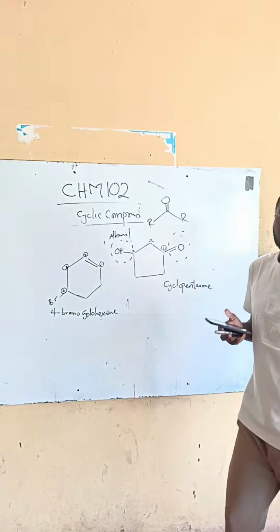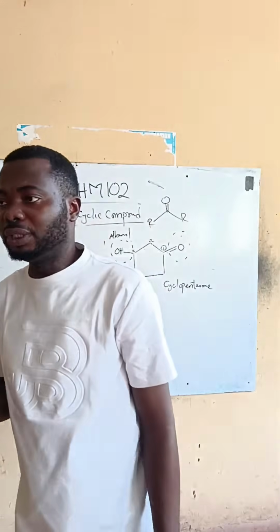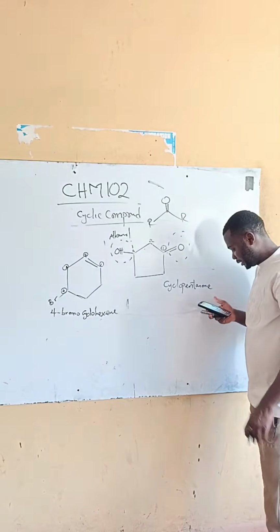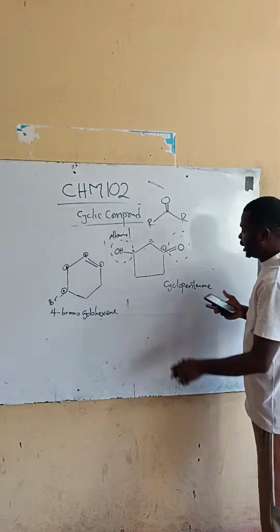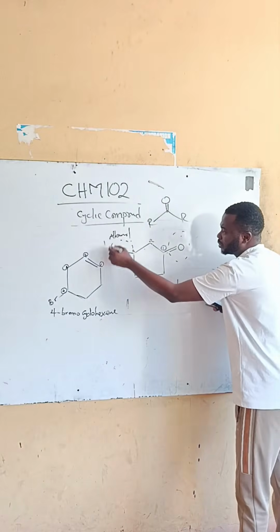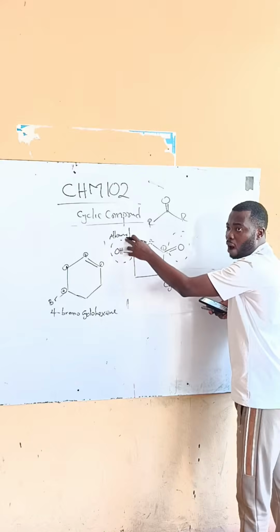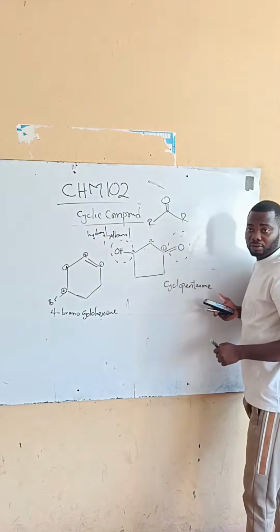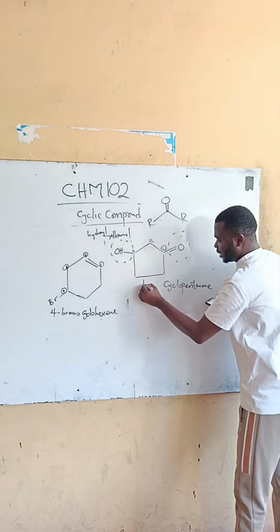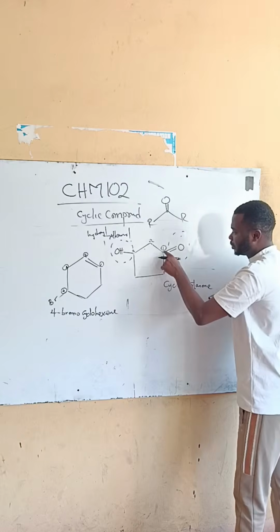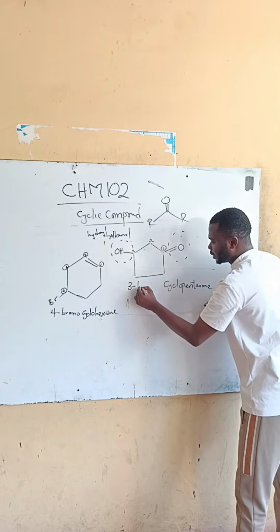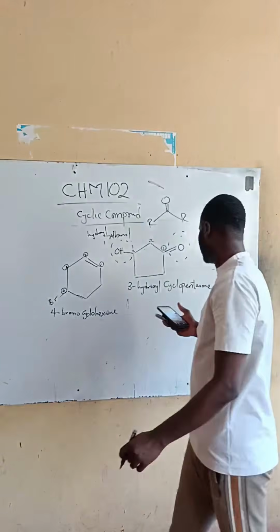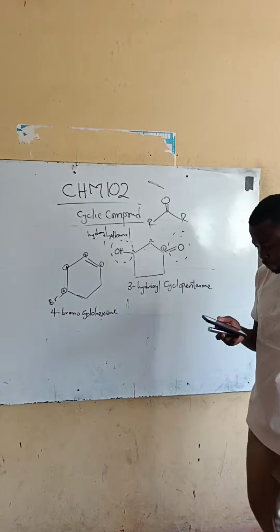Now, what do we call our OH if OH is not given priority? It will be hydroxyl. Because OH is not taking priority now, it is not going to bear the name OL. It is going to bear the name hydroxyl. So what position is this hydroxyl? 1, 2, 3. That will be 3 hydroxyl. Cyclopentanone. 3 hydroxyl cyclopentanone.